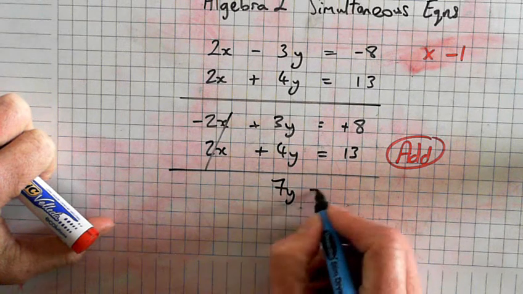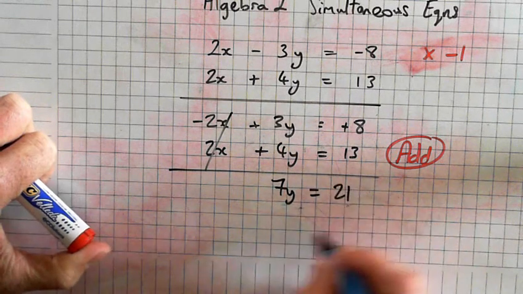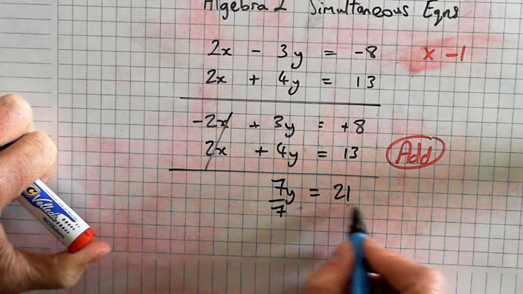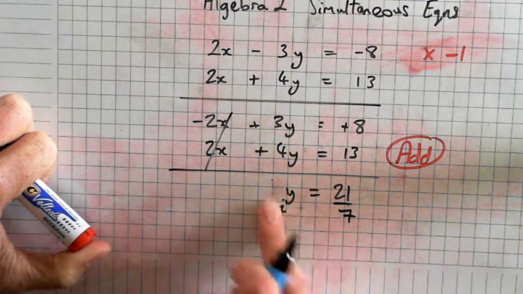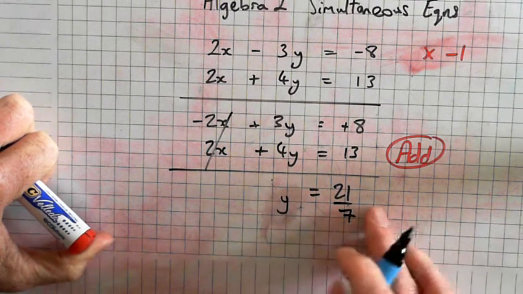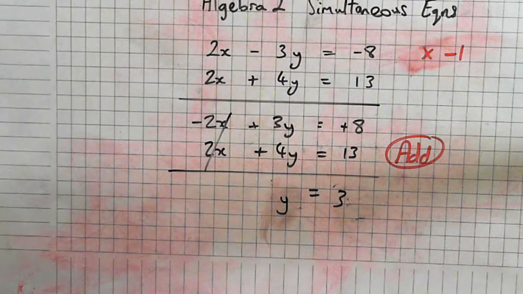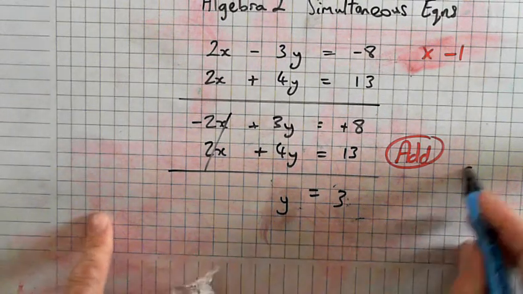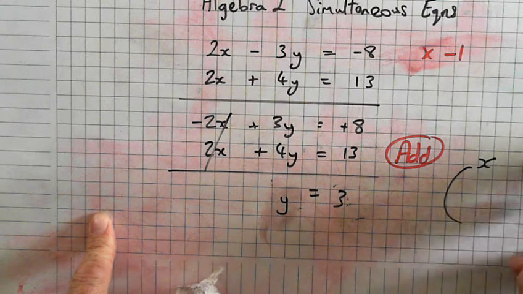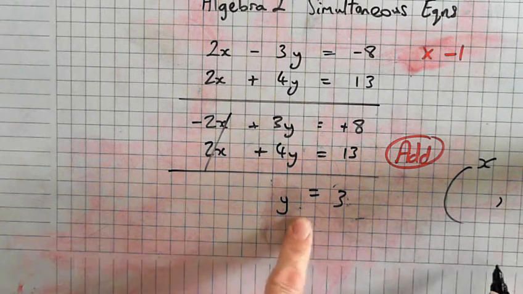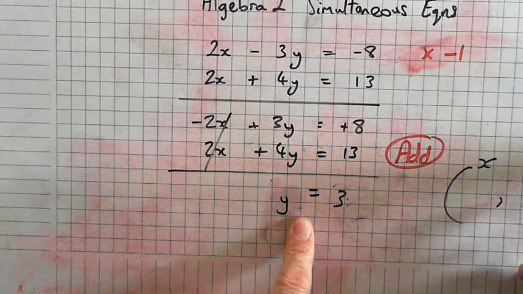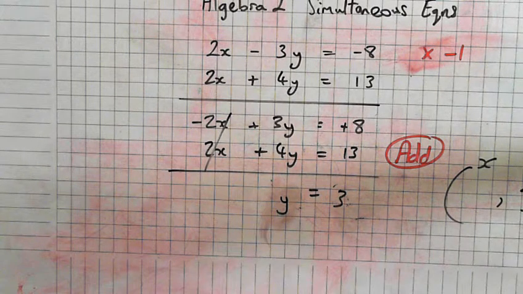Here we have 7y is equal to 21. Divide both sides by 7. 7 divided by 7 is 1, and 21 divided by 7 is 3. That's the first part. We're looking for the point at which the two lines cross. So we found the y coordinate.